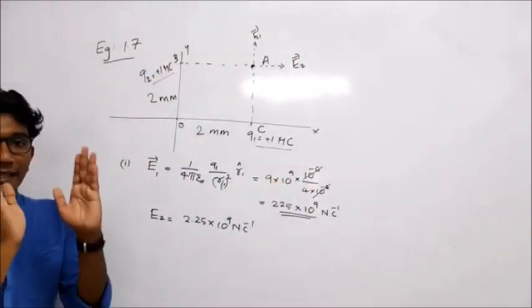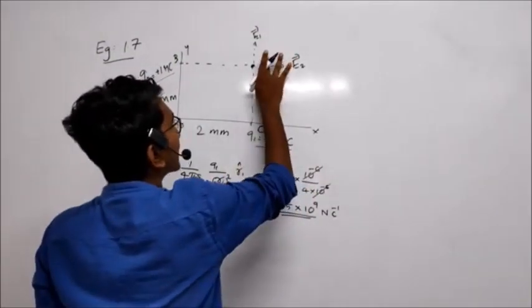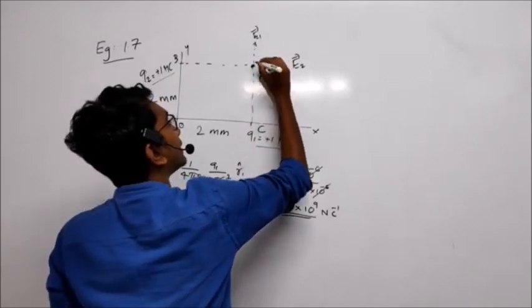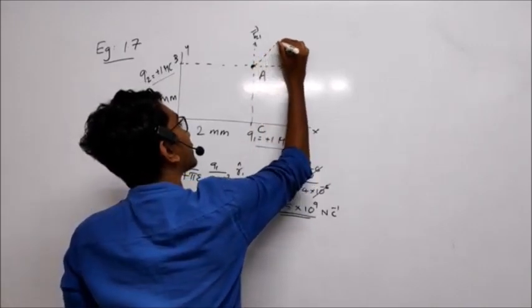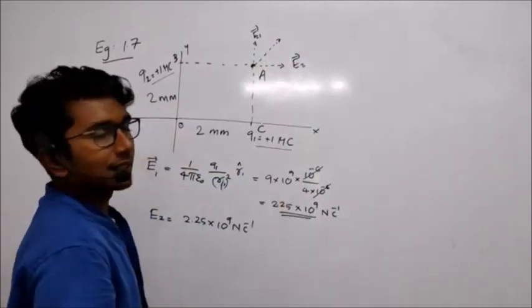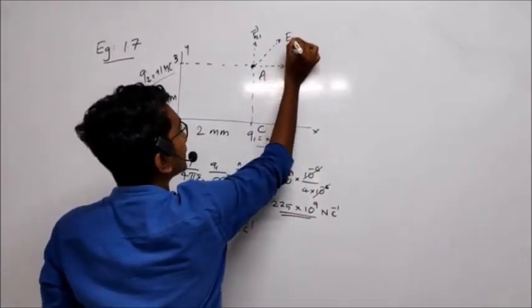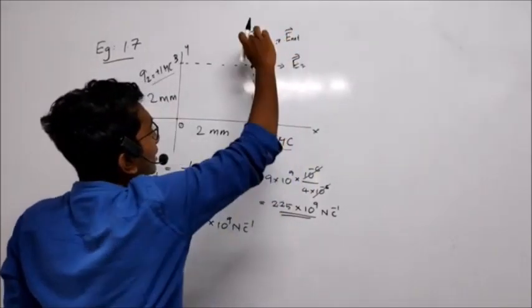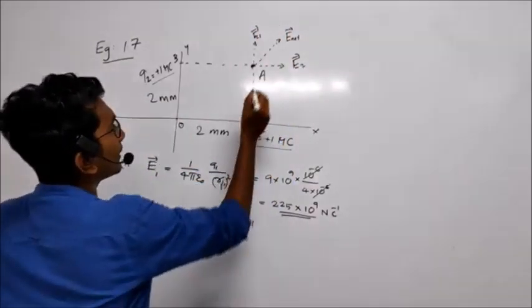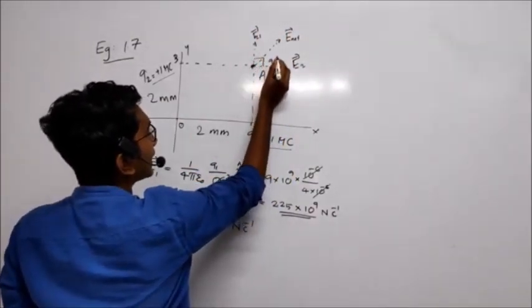Okay, so what will be the net electric field? The net electric field will be in this direction. We have studied this in vectors. E net will be equal to the sum in this direction. And look at this, they are equal. And what about the angle between them? This is equal to 90 degrees.